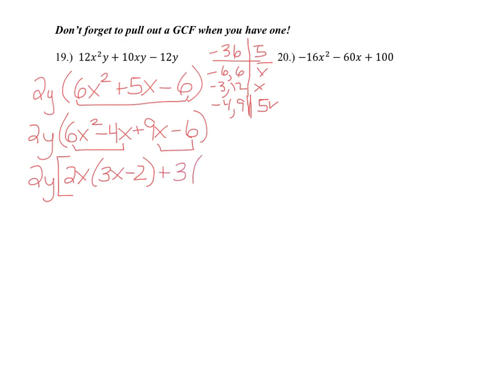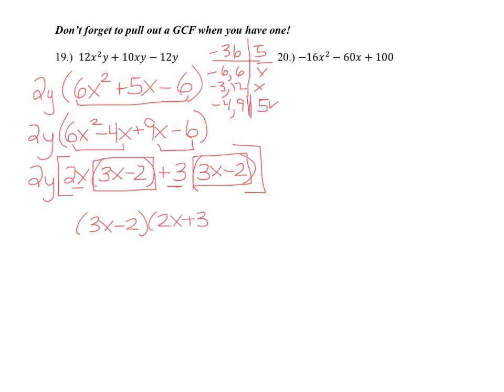Divide both of those by 3. I'm going to get 3x minus 2. Close my brackets. So now the GCF of this is 3x minus 2. So now that's going to be one of my factors, 3x minus 2. And then what's left is 2x plus 3. Now those are the factors of just the 6x squared plus 5x minus 6.